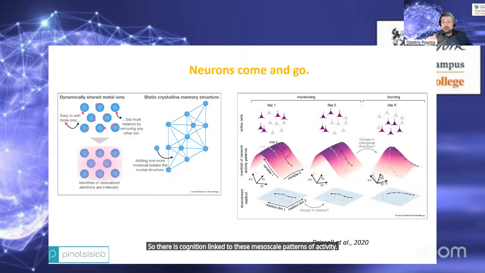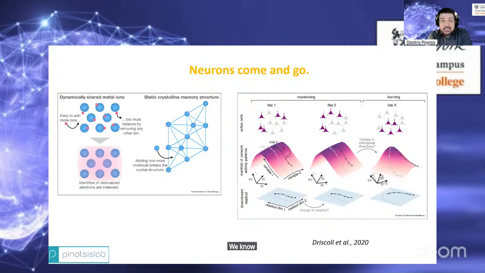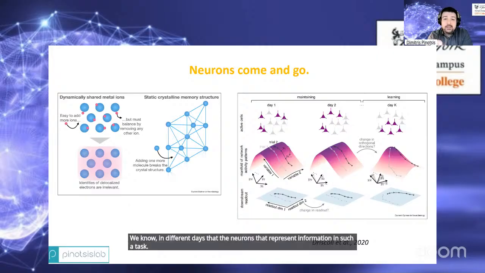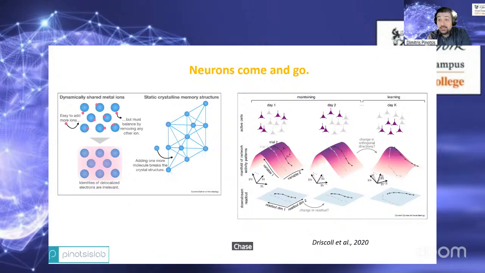Again, when we also record, let's say, neurons in individual trials during a perceptual decision-making task or a navigation task in a maze, we know that on different days the neurons that represent information in such a task change, something known as representational drift.